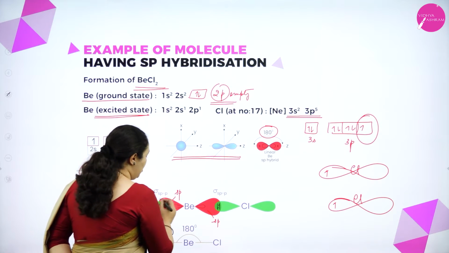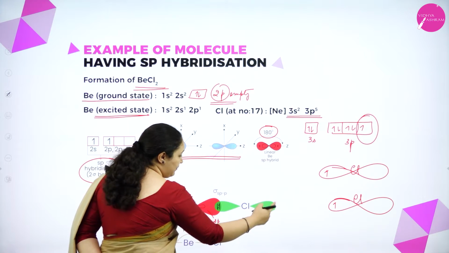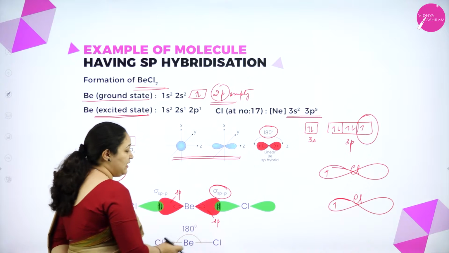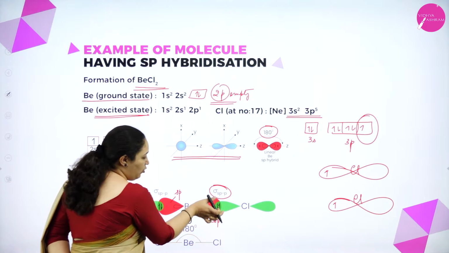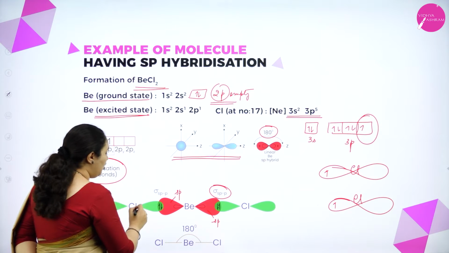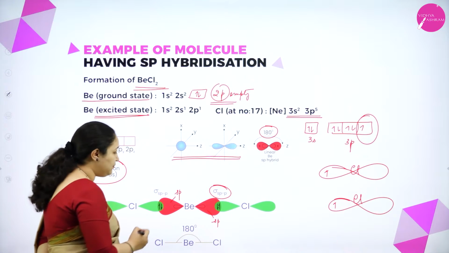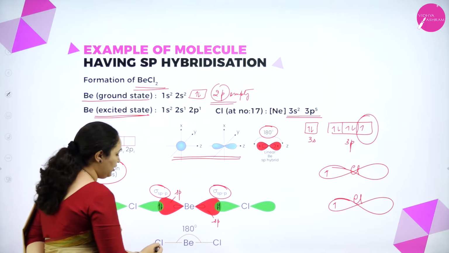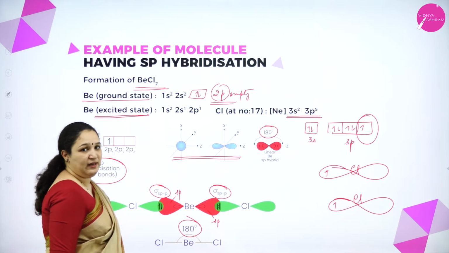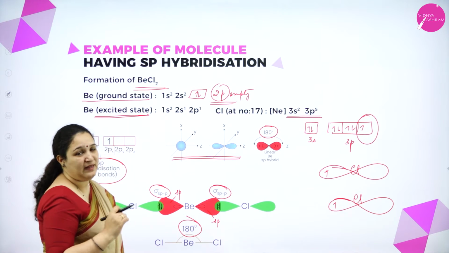Beryllium has 2 sp hybridized orbitals with 1 electron each. The chlorine p orbital with 1 electron will overlap to form a sigma sp-p bond. That is, the sp hybridized orbital overlaps with the p orbital of chlorine, so one sigma bond is formed here. Similarly, the p orbital of one more chlorine atom overlaps with the other sp hybridized orbital of beryllium to form another sigma bond. So the molecule is Cl-Be-Cl, and the bond angle is 180 degrees. I hope you have understood sp hybridization in beryllium chloride.